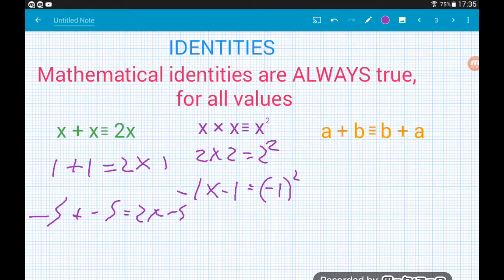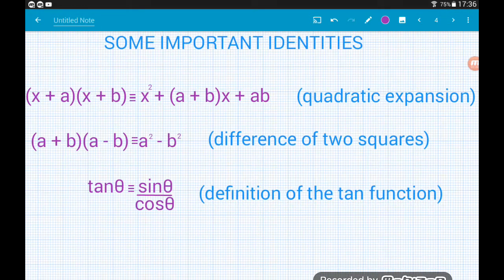A plus b will always equal b plus a. So if we set a equal to 1 and b equal to 2, we would get 1 plus 2 is equal to 2 plus 1. 3 is equal to 3. So no matter what values there we substitute in for a and b, that will always be true. So those three are three examples of mathematical identities. And to finish off, we're going to take out three pretty famous ones.